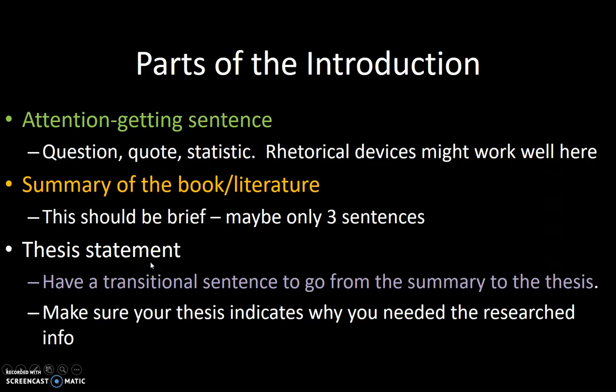Then a summary of the piece of literature you're working with. And this really should be brief. Maybe only 3 sentences, maybe only 2. Not a long summary here. So think about taking that work of literature and really distilling it down into just the necessary parts for your paper. And then you'll end with your thesis statement. Now you'll probably need some kind of a transitional sentence to go from that summary into your thesis statement just so that it is not awkward. And we'll take a look at a couple examples.